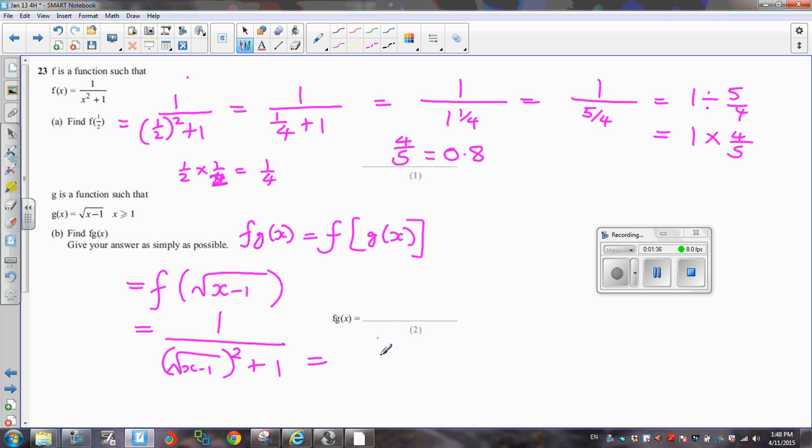Now if we continue, if you square the square root of x minus 1, the square and the square root effectively cancel each other out, they undo each other, and we're just left with x minus 1. And then we've got x minus 1 plus 1, so that comes out as just 1 over x, because minus 1 plus 1 is 0.